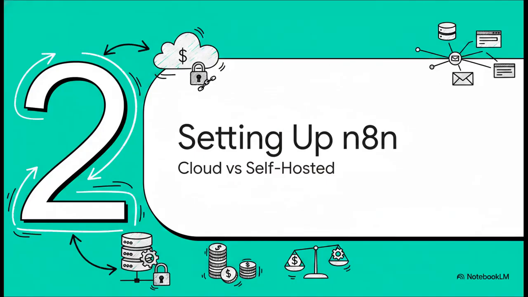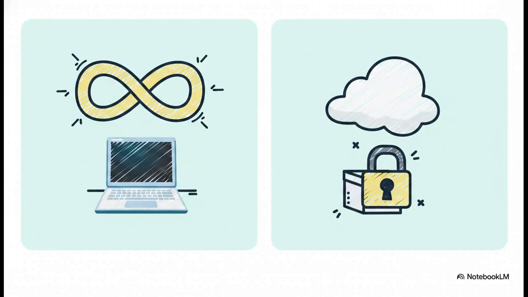Moving right along to Section 2, setting up n8n environments, looking at cloud versus self-hosted. There is a really stark contrast in your deployment options here. On one side, we have the self-hosted Community Edition. This is huge because it gives you unlimited workflows and executions, and your only real cost is the server infrastructure itself, which starts at roughly £7.94 a month.